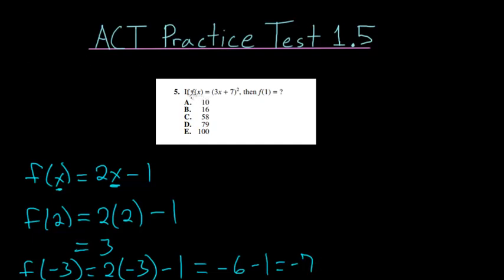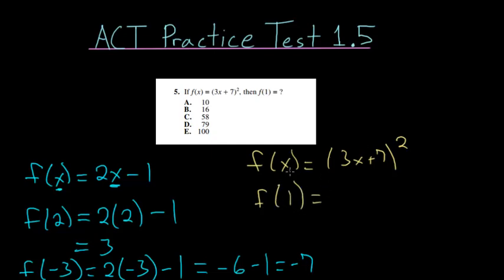Now, going back to our original problem, we know that f of x is equal to the quantity 3x plus 7 in parentheses and then squared. So now we want to find what f of 1 is. Anywhere in this original function that I see an x, I'm just going to replace it with the value 1. So let's do that. We'll plug in 1 for this value x. So we have 3 times 1, which I'll put in parentheses, plus 7, and then I square it.